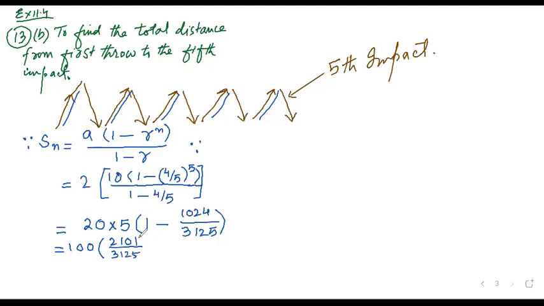Now multiplying 100 with 2101 and dividing by 3125, the total distance the ball travels we can write here as 67.232, and this is the answer.